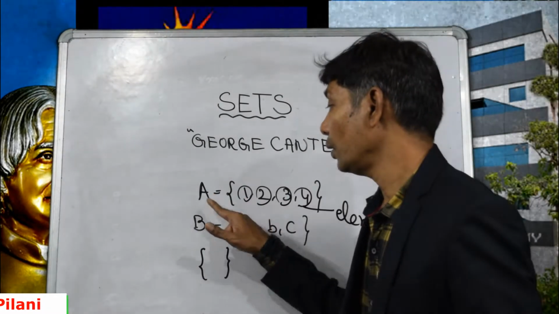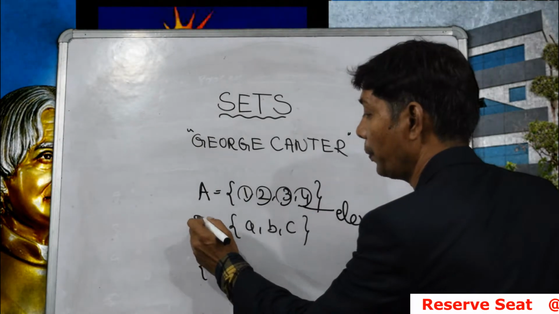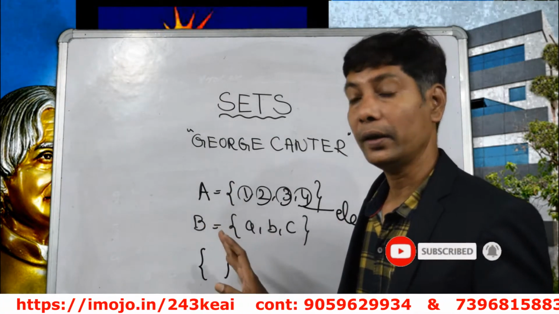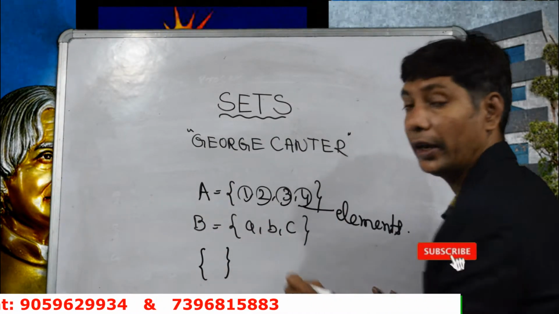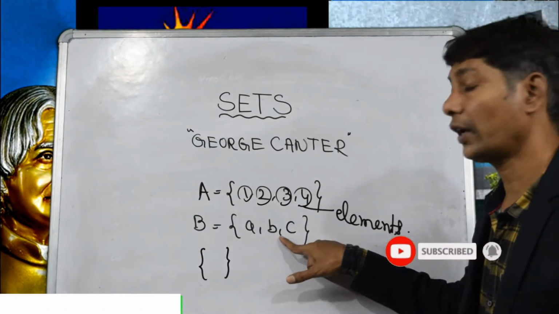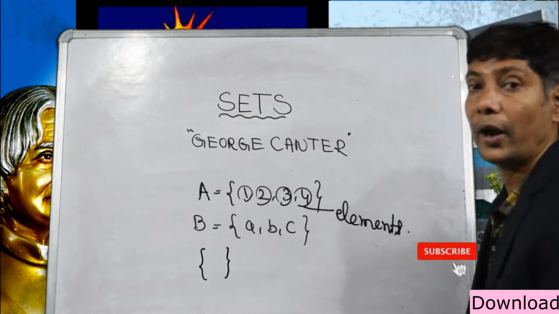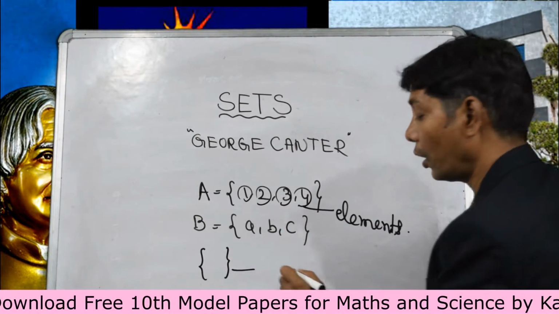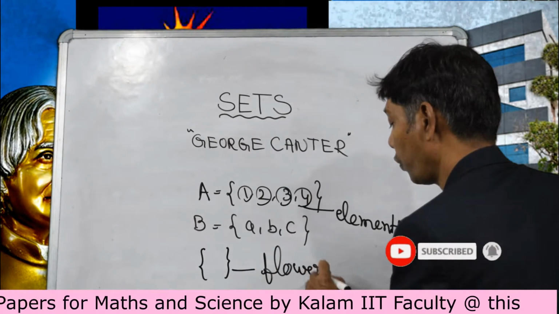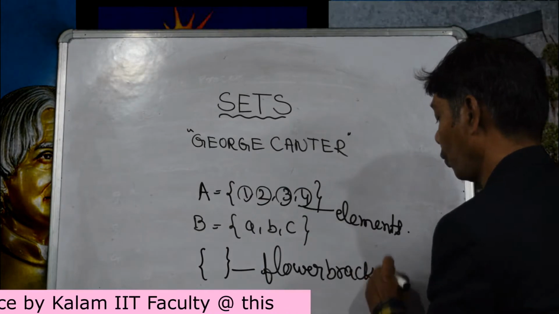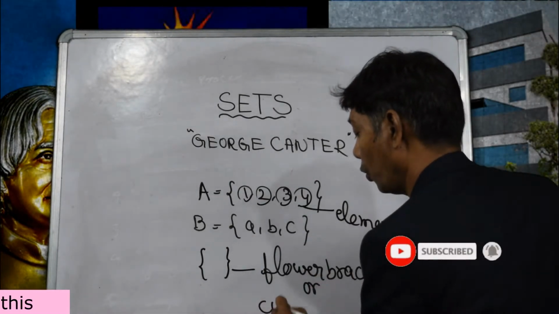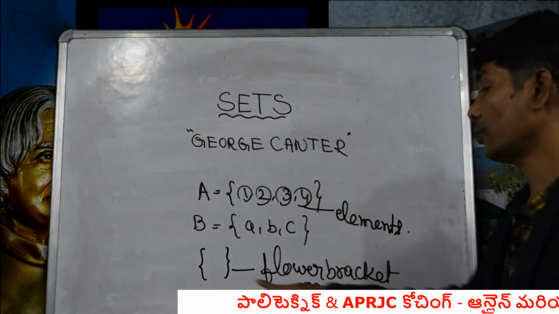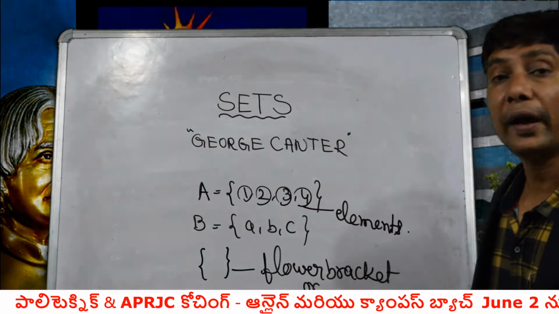Sets are A, B, C, or like that. You can take capital letters only, and elements should be in small letters. Here B is equal to the set of a, b, c. a, b, c are small letters. Sets are denoted by this type of bracket. This bracket is called a flower bracket or curved bracket.